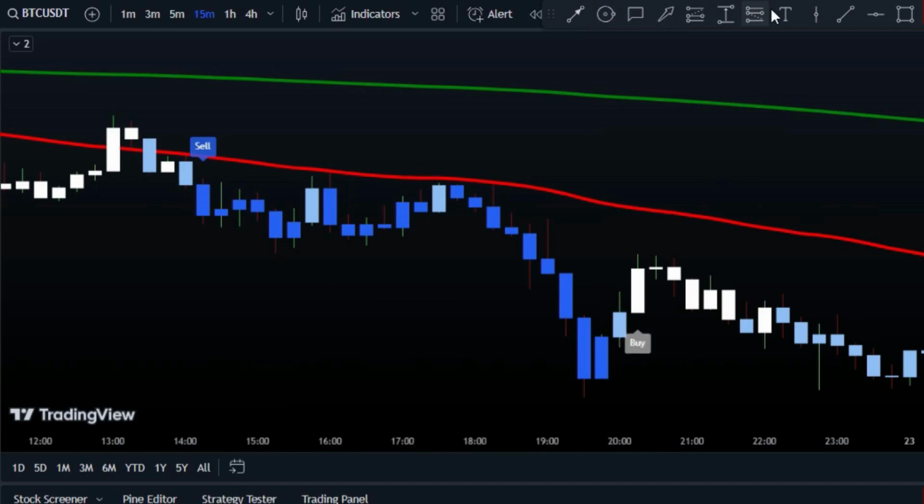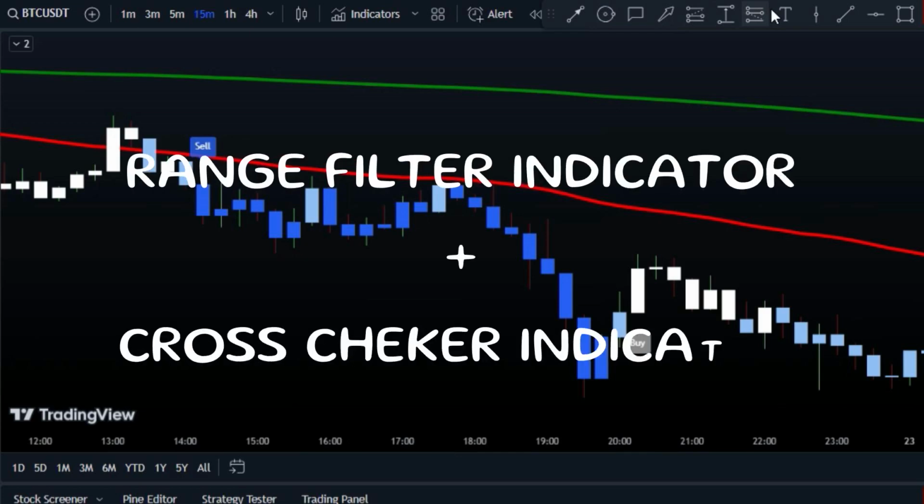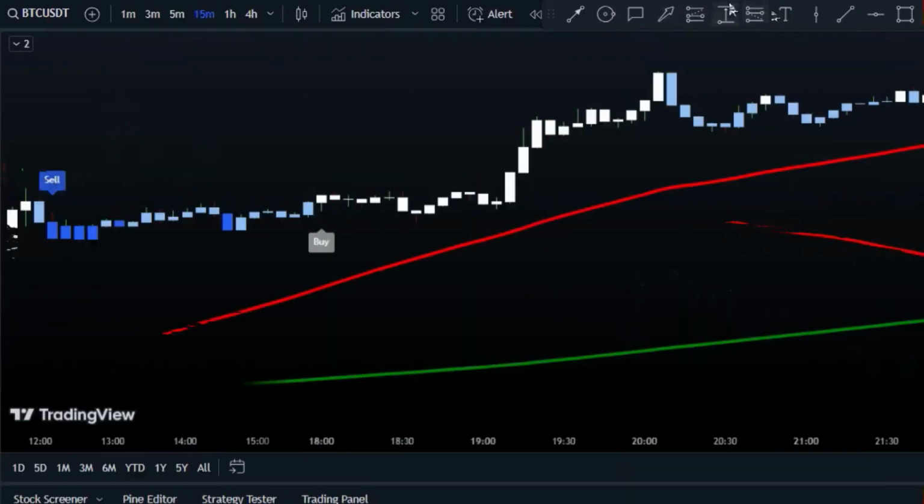As a professional trader, it's essential to have a well-structured strategy in place to maximize profit and minimize risk. With the range filter and Kaabin cross-check indicator as our foundation, let's outline a smart approach to entering and exiting trades. First, we'll focus on entering a buy trade.